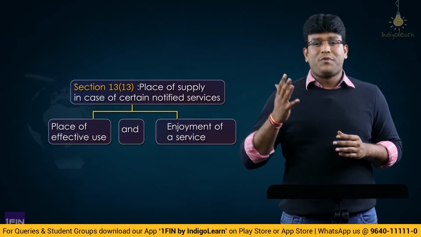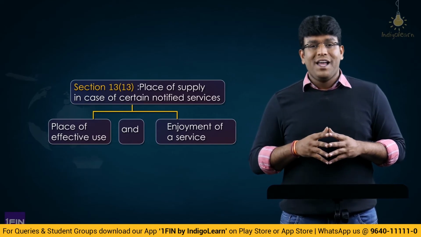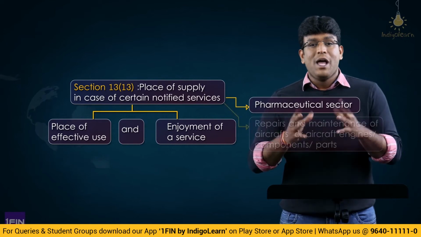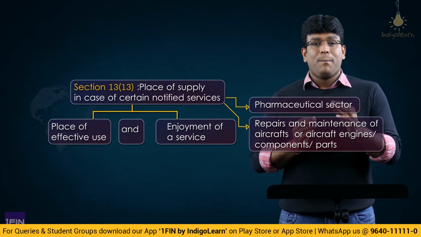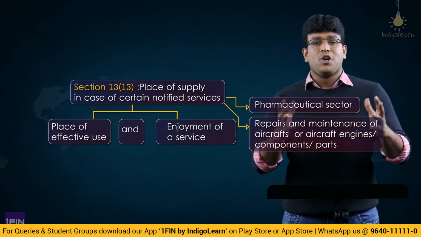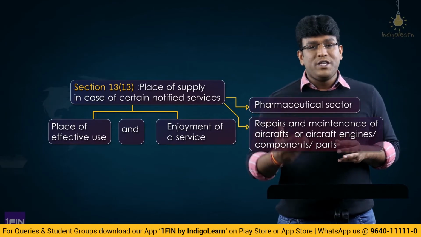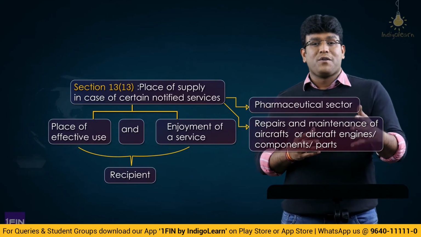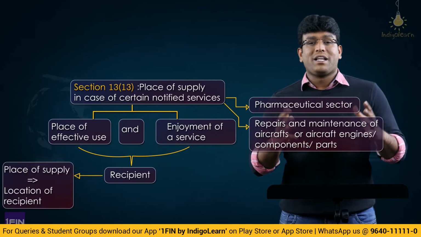And what are the notified services? As on today's date, a couple of services are notified. One is related to the pharmaceutical sector, one is related to repairs and maintenance. So in those cases, they told place of supply is the place of effective use and enjoyment of service. And generally, it is effectively used and enjoyed by the recipient. And obviously, we end up saying that place of supply is the location of recipient. Now, let's look at what are covered there.